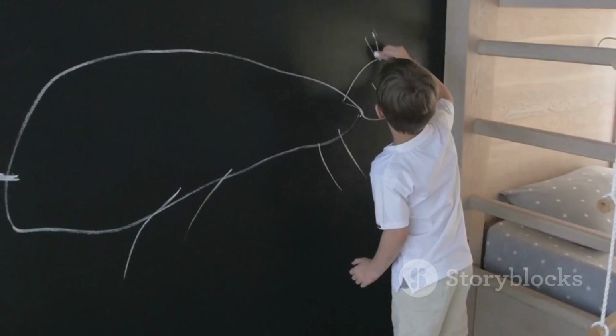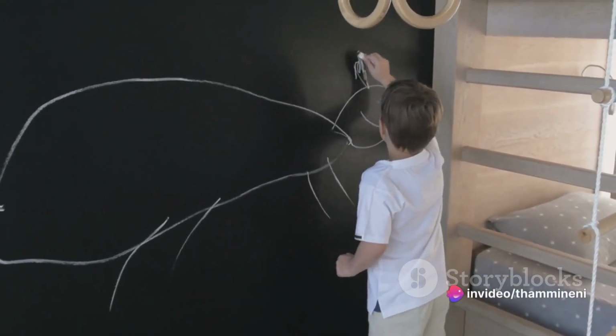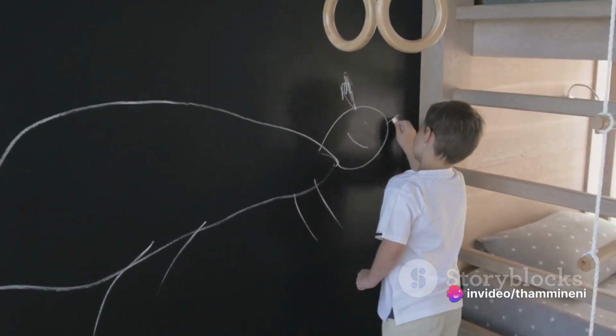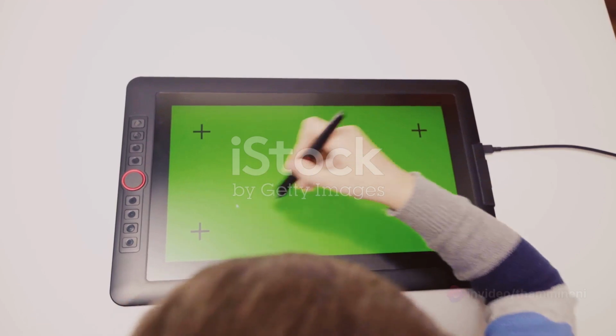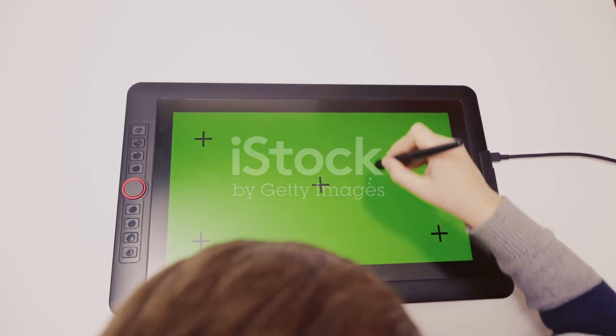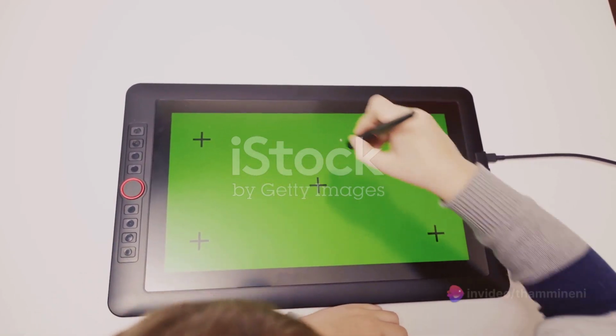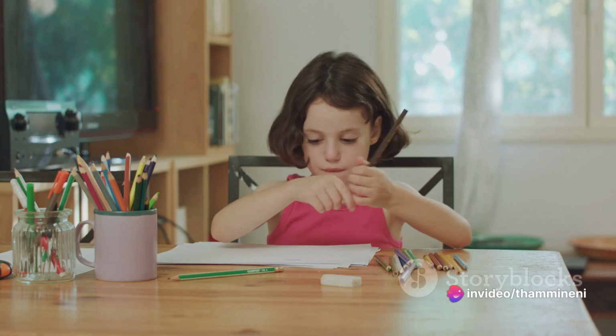Next up, we have the drawing stage. This is where you bring your storyboard to life on the whiteboard. You can use different drawing techniques to make your animation more interesting. For example, you could use a technique called continuous line drawing. This means you draw your entire picture without lifting your marker from the board. It might take some practice, but it's a lot of fun.